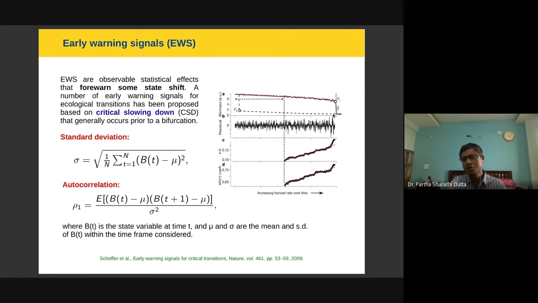So the moment you slowly come close to a tipping point, the rate of return to equilibrium decreases very much. So the system takes a very large amount of time. So the fluctuation around the mean increases. That's why we see a higher standard deviation as we move closer to a tipping point, and similarly, higher autocorrelation. So the point is that if from a residual time series you calculate standard deviation and autocorrelation in a moving window, these increasing trends can work as a precursor of an upcoming sudden transition.